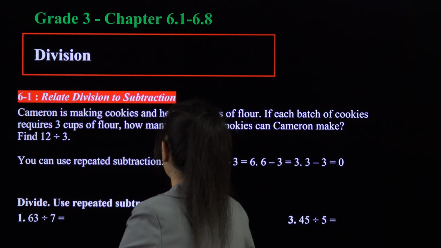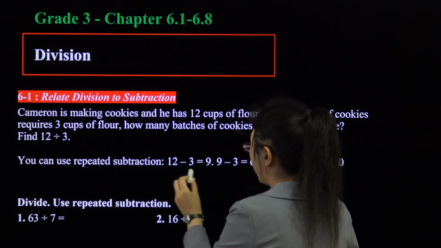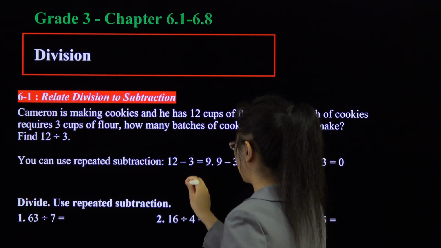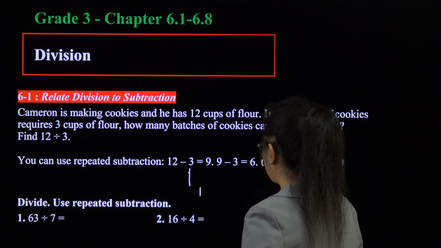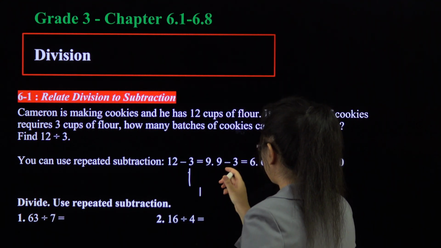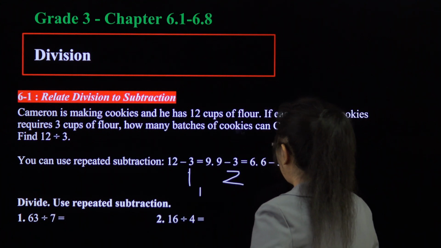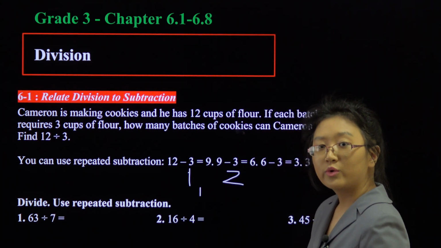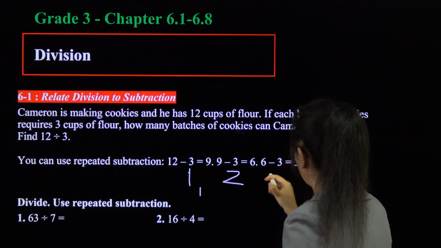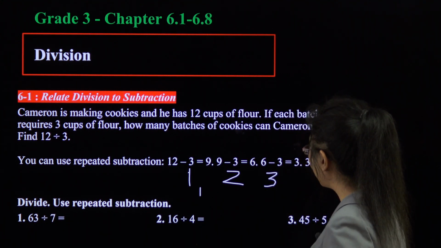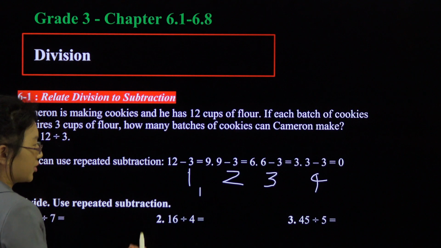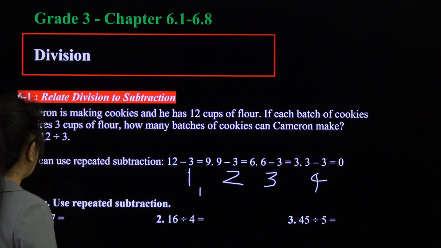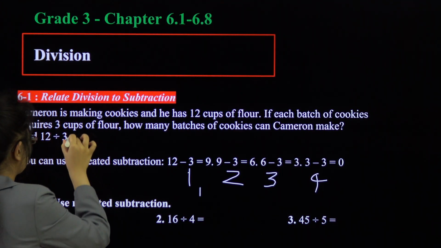You can use repeated subtraction. Say 12 minus 3 equals 9. That's 1 time. 9 minus 3 equals 6. That's 2 times. 6 minus 3 equals 3. That's 3 times. And 3 minus 3 is 0. That's 4 times. So 12 divided by 3 is, well, 4.